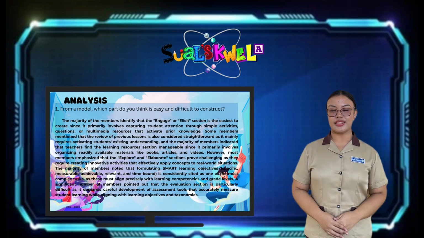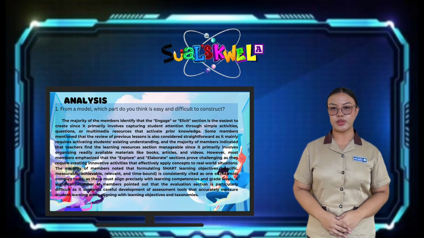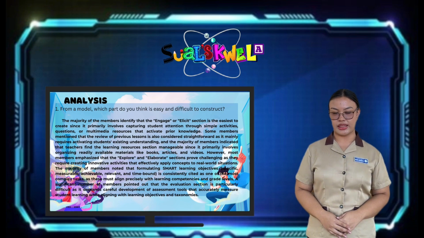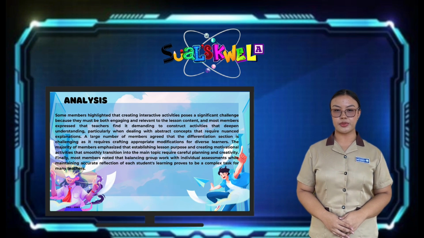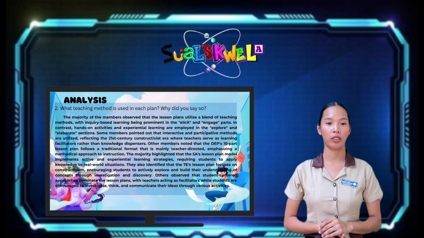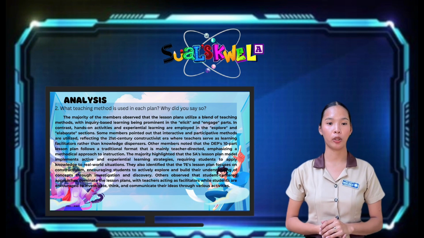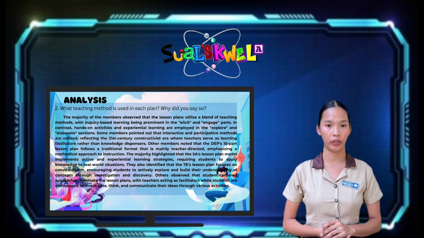From our analysis, we found that some parts of the lesson plan, like writing objectives, were easier because they had clear templates. However, designing engaging activities to match objectives was challenging. It required creativity and alignment with student needs. The teaching methods in these plans varied, some using learner-based approaches, others more teacher-centered. The congruence between objectives, activities, and assessments ensured that student learning was cohesive and goal-driven.